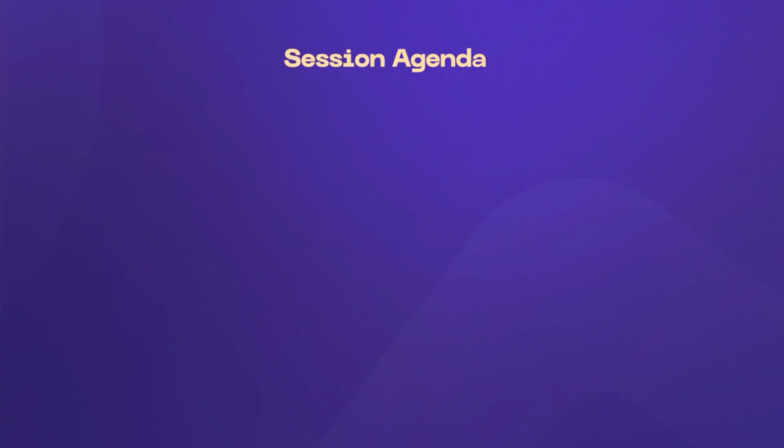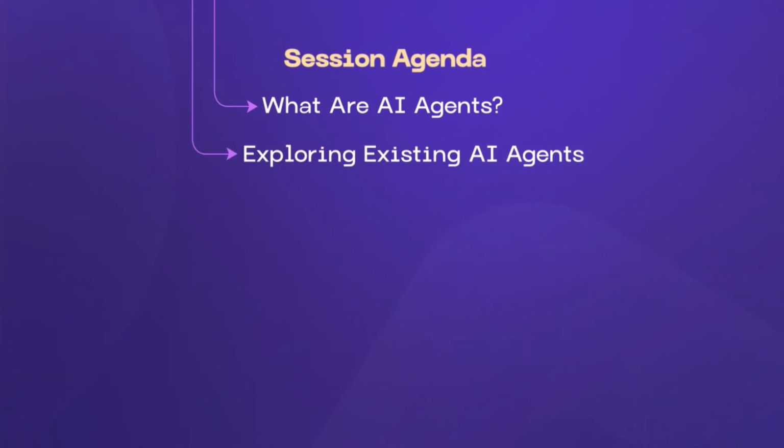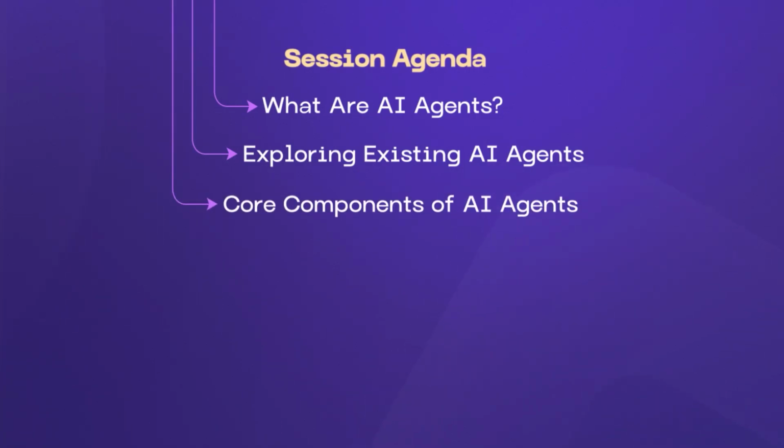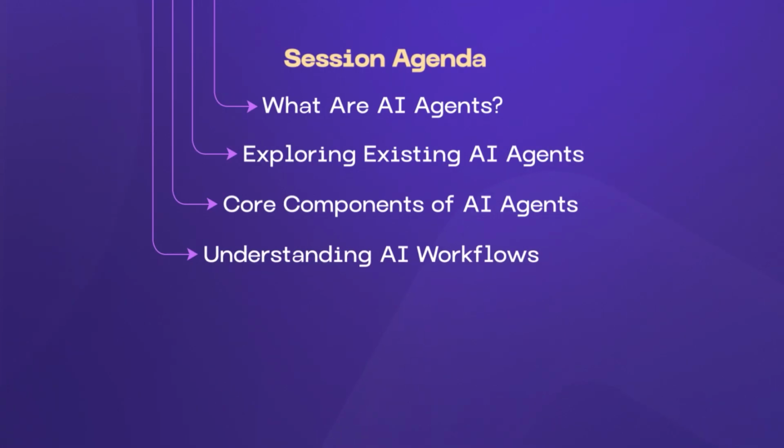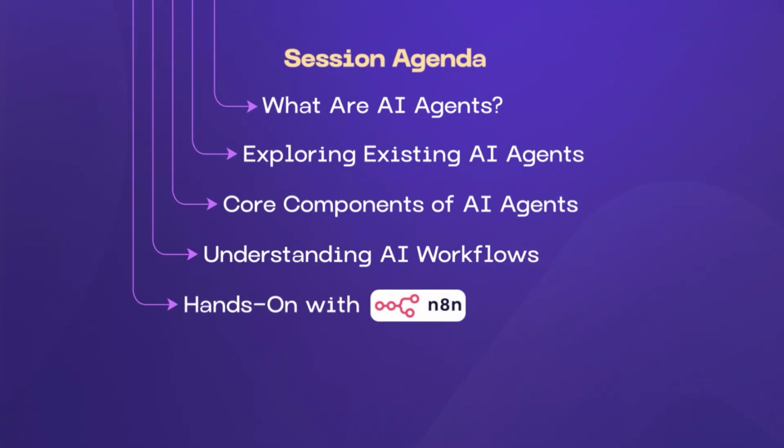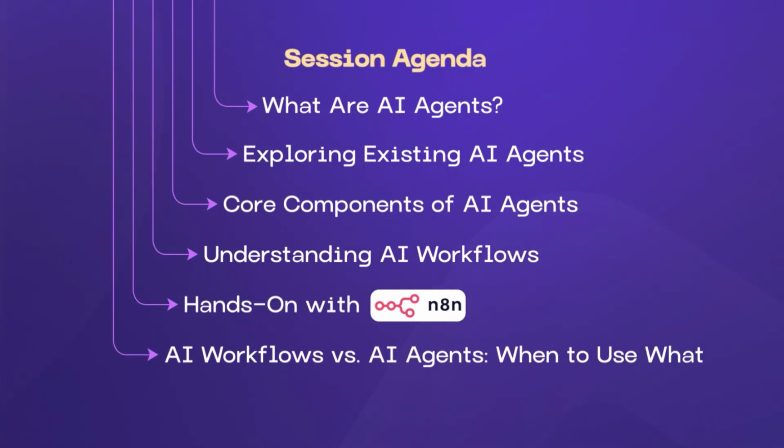So, this is what we would be covering in this session to make that happen. First, we'll break down what AI agents are, then we'll move on to exploring existing AI agents so you can see some real-world examples that are already out there. After that, we'll dive deep into the core components of AI agents, and we'll also spend some time understanding AI workflows, which are closely related but have some key differences. And then comes the super exciting part, where we would be building our own AI agent which would act as a Google Calendar assistant. Finally, we'll wrap up by comparing AI workflows versus AI agents, which would help you decide what's the best approach for different tasks.